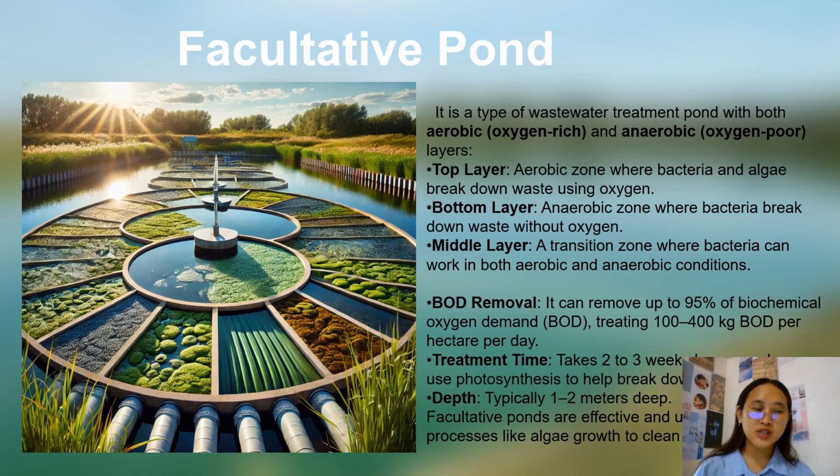So if used in a series, with a previously treated source entering the pond, then facultative ponds treat BOD typically within a range of 100 to 400 kg BOD per hectare per day by removing BOD by 95%. Because facultative ponds employ algae as decomposers, the treatment time can range between 2 and 3 weeks, which is attributed to the photosynthesis processes that occur within the pond. A facultative pond on average has a depth of 1 to 2 meters.